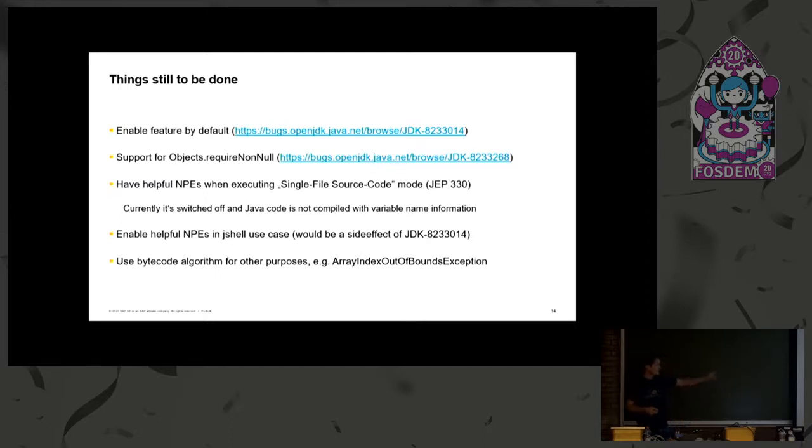Then there's the single file source code mode. There was JEP 330. You don't need to write a Java file, compile it, and invoke Java with the class file. You can go like in script mode and call Java with a .java file.